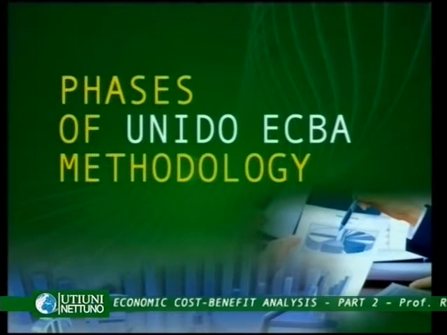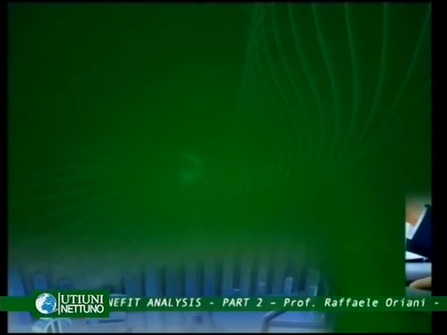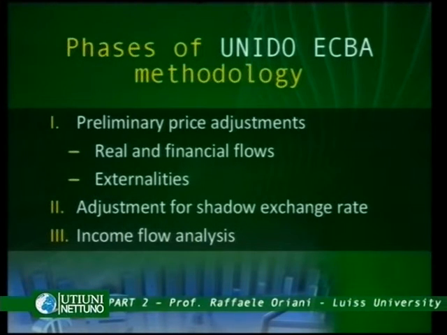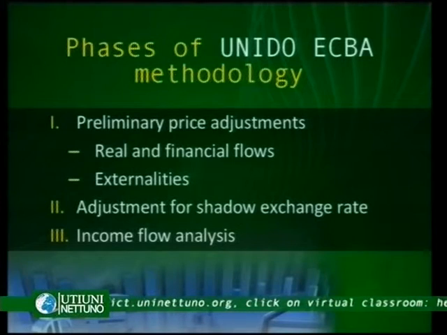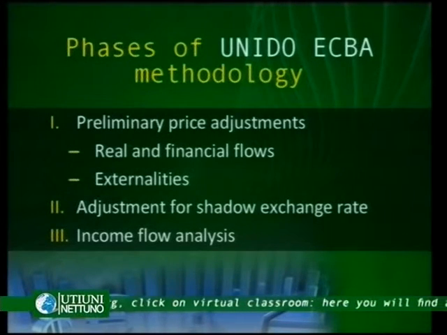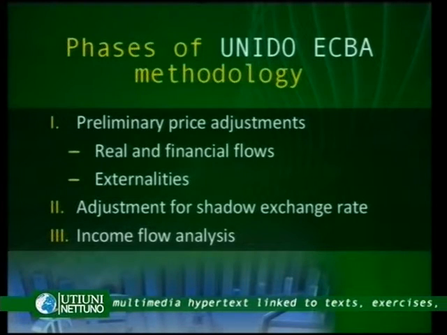So these are the phases of UNIDO ACBA methodology. First phase is preliminary price adjustments. So here we are basically identifying the resources that are employed in the project. We are identifying the real and financial flows that the project is generating for the commercial perspective. And then we identify those items that are to be adjusted, and so we start the preliminary adjustments to determine the shadow prices, and we correct for the presence of externalities.